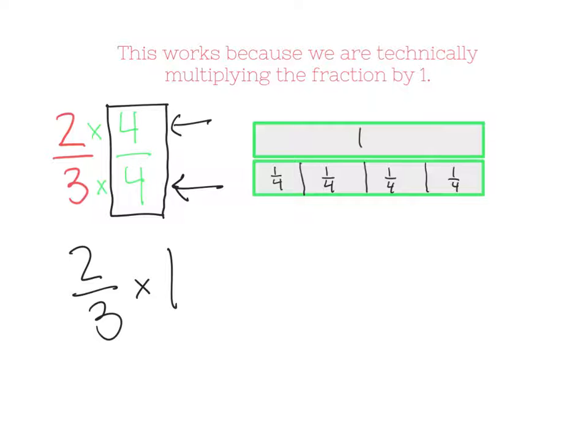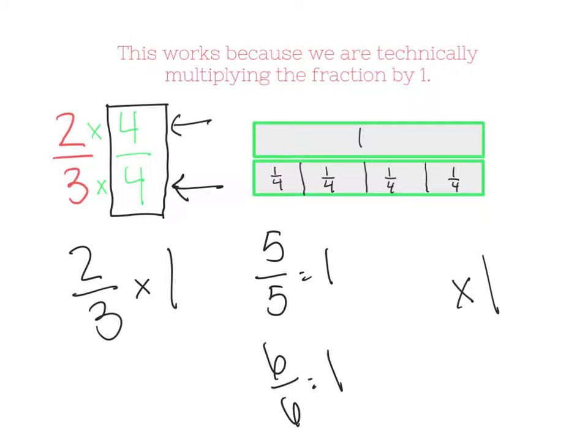So we're not changing the value of it because 4/4 is equal to 1 whole. That's why you have to multiply both the top and the bottom by the same number, because when you multiply them both by the same number, you're technically multiplying by 1. Because 5/5 is equal to 1, 6/6 is equal to 1, and so on and so forth. We're trying to keep it the same value, and we know that anything times 1 is equal to itself.